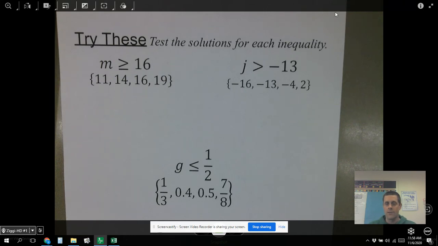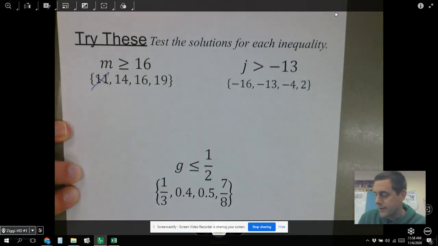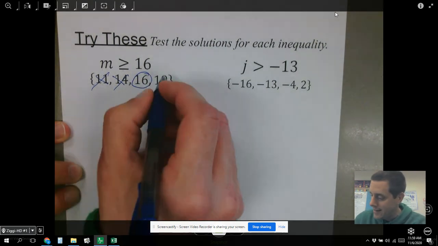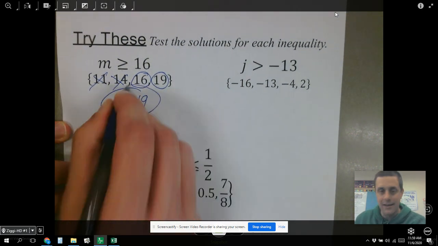All right, hopefully you gave yourself enough time to complete all 3 of these. Let's check your work. M is greater than or equal to 16. 11 is not greater than or equal to 16. 14 is not greater than or equal to 16. 16 is equal to 16, and 19 is greater than 16. So solutions here are 16 and 19.